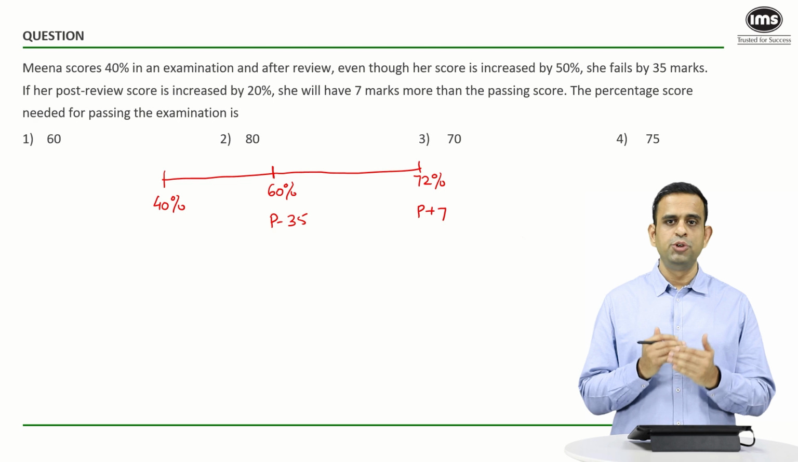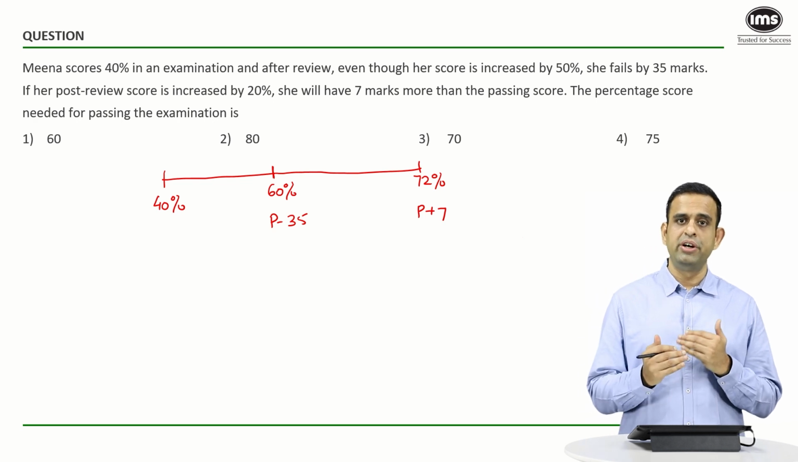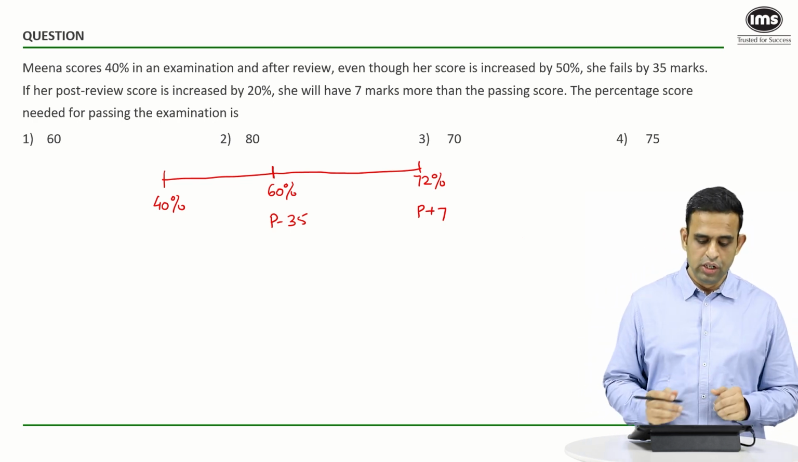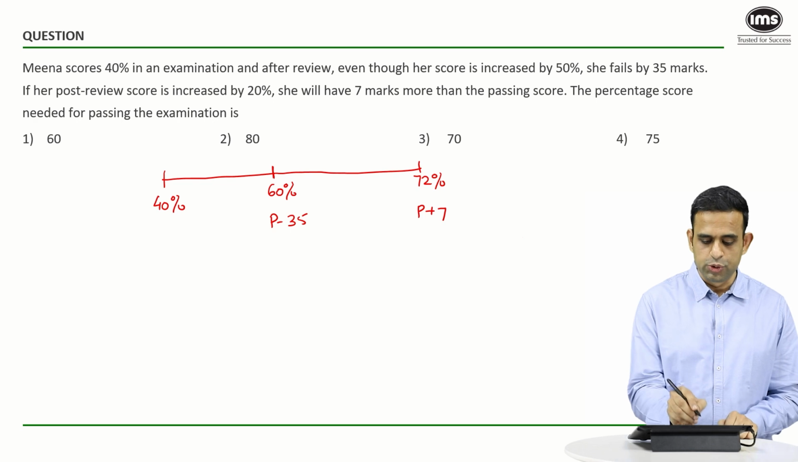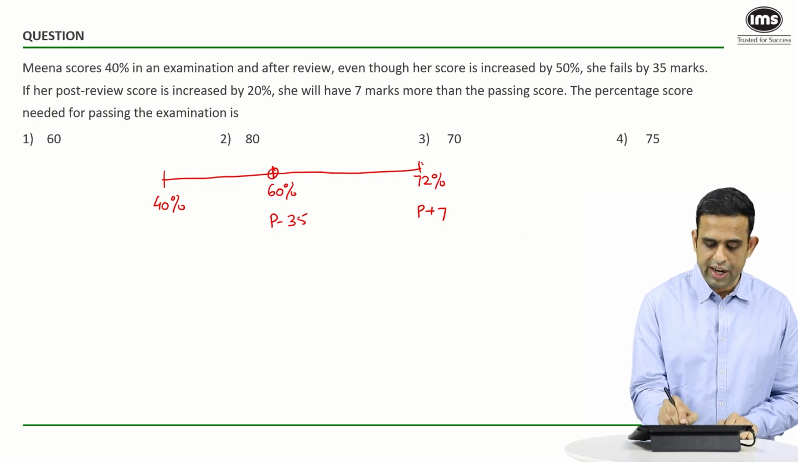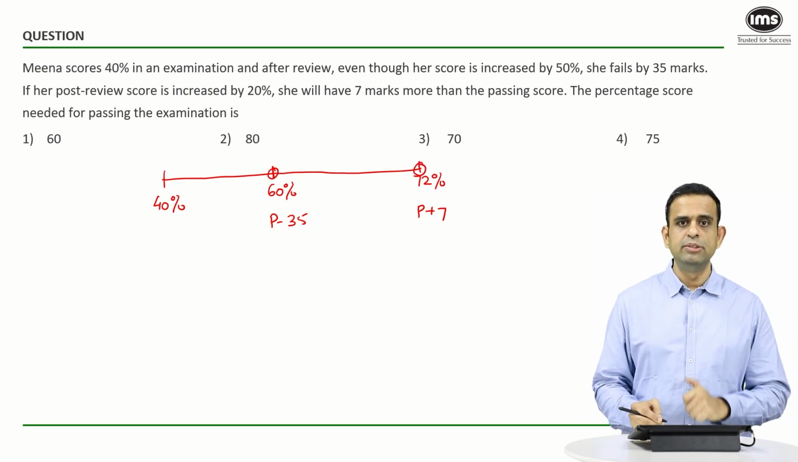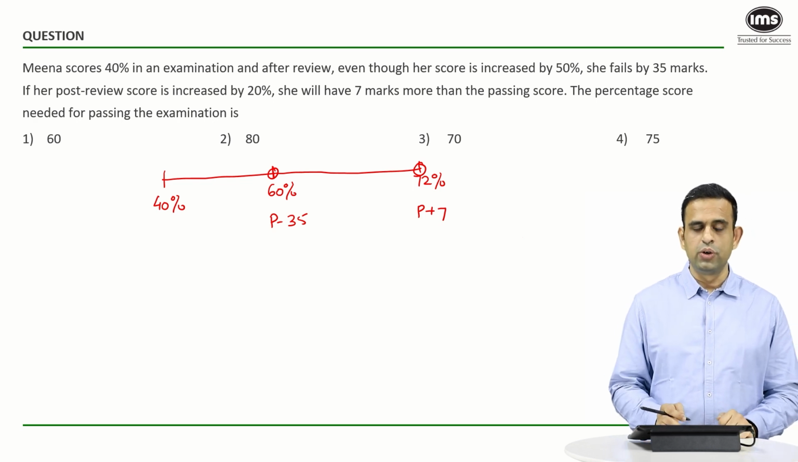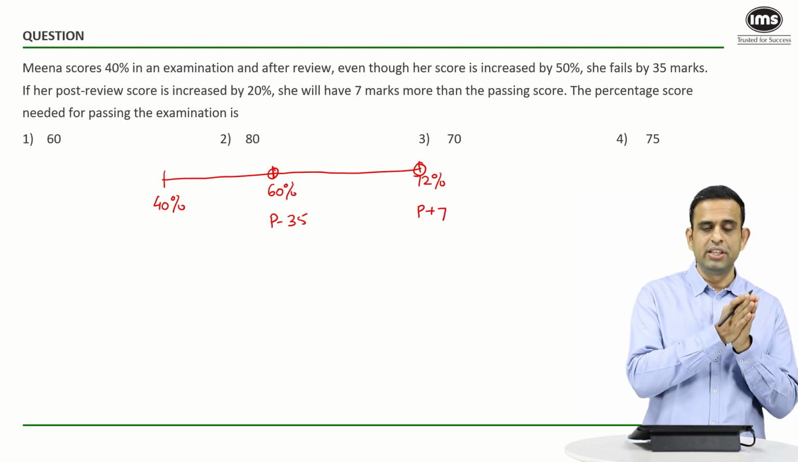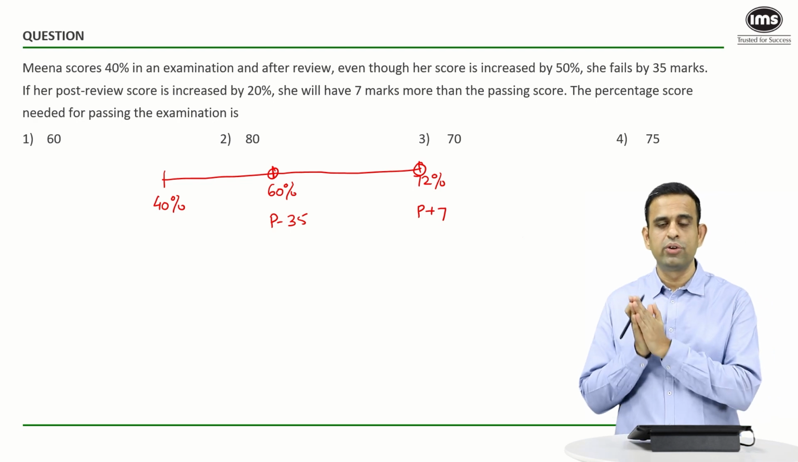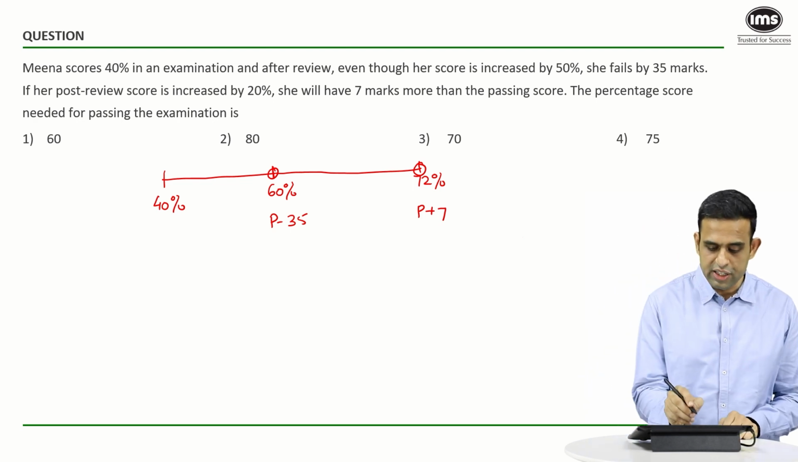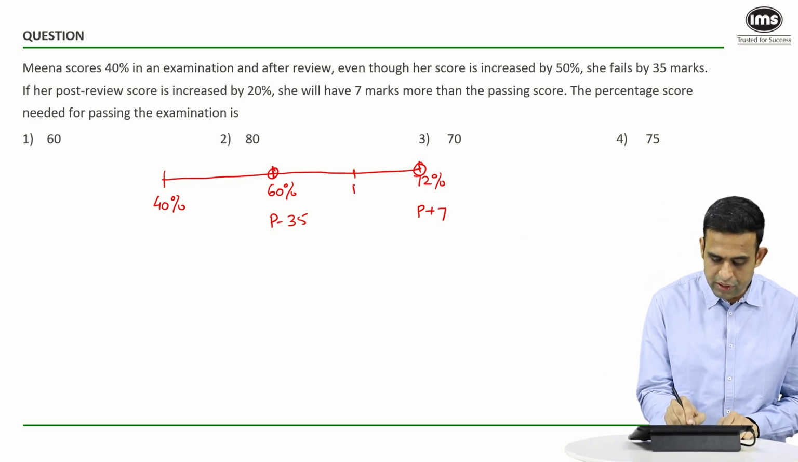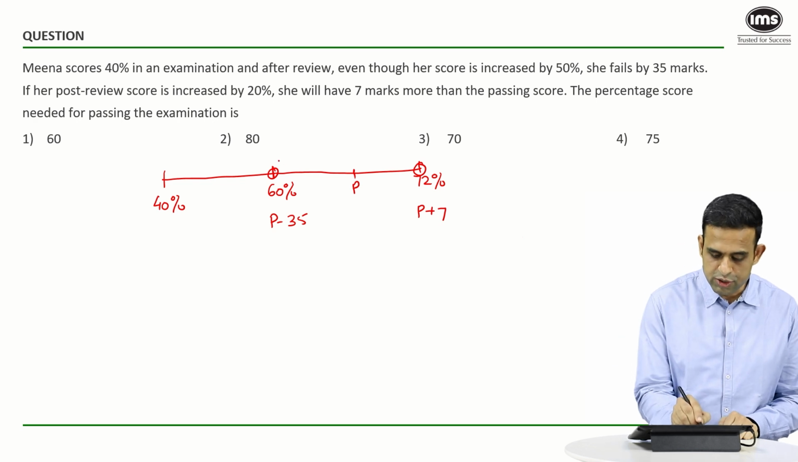Now there can be many ways you can solve this particular question. I can possibly try to apply alligation over here. If you look at these two scores, one at 60% and the other at 72%, the gap is 12%. And if I look at the marks scored, one is 35 less than the pass mark, the other is 7 more than the pass mark. So can we say this portion is going to be 35, and this has to be 7?